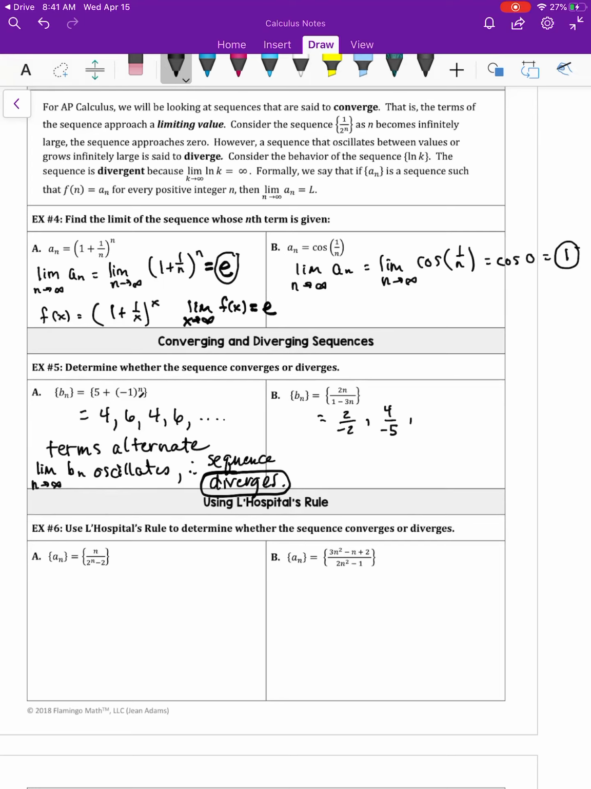Okay, so the next one, if I put a 1 in, I get 2 over negative 2, so I basically get negative 1. If I put a 2 in, I get 4 over negative 5. If I put a 3 in, I get 6 over negative 8. If I put a 4 in, I get 8 over negative 11, and so on. So it's kind of hard to see what this is doing. I mean, you kind of can, but let's look at the limit as n goes to infinity of that nth term.